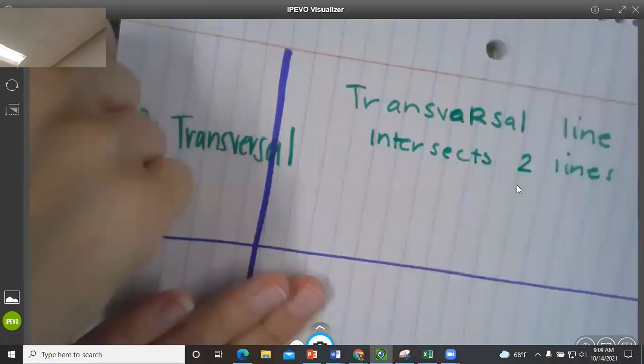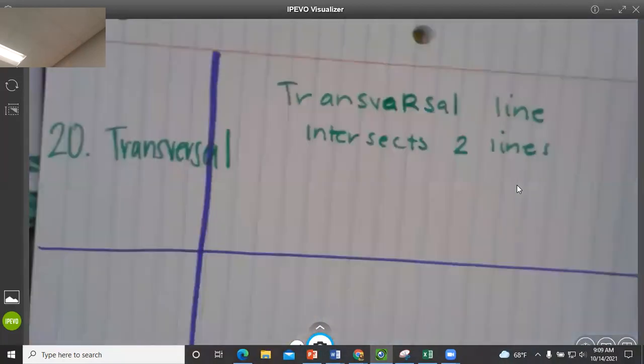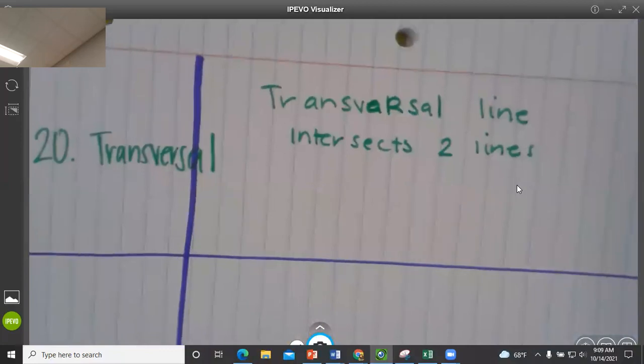Oh, she's back. We're on page 27. So on the exit ticket for 25 and on page 25, you have 2 lines and then a line that has to touch both of them. That's what transversal is.